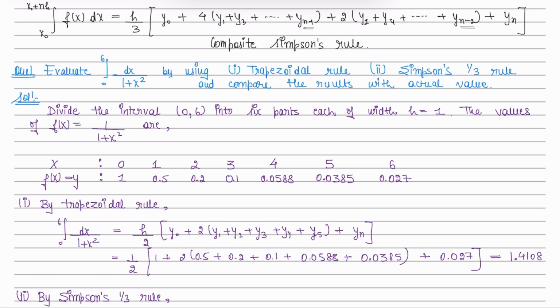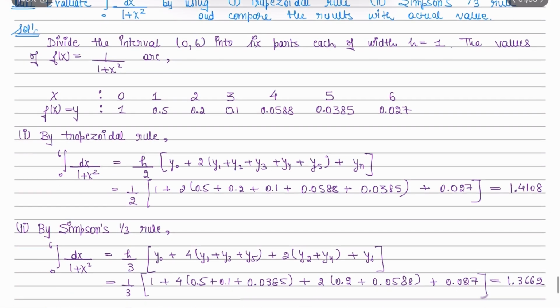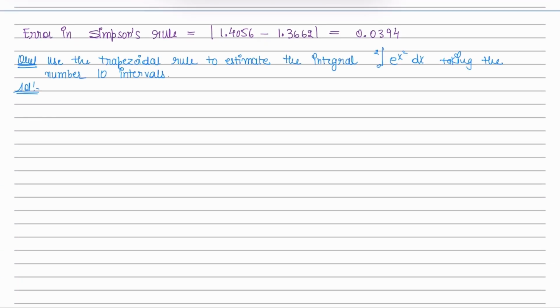There was no condition imposed. So by default, we have taken width h as 1 and divided the interval into equal parts. Let us try another question where we are asked to use the trapezoidal rule to estimate the given integral, but taking the number of intervals as 10.